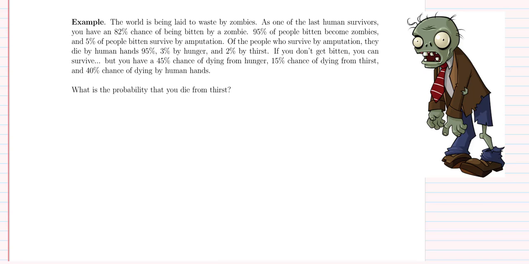If you don't get bitten, you can survive. But you have a 45% chance of dying from hunger, 15% chance of dying from thirst, and 40% chance of dying by human hands. What is the probability that you die from thirst?